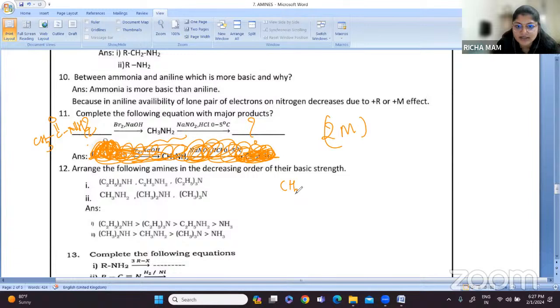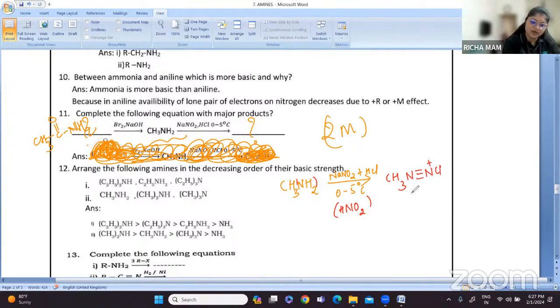Now, from your CH3NH2, the amines are treated with NaNO2 plus HCl at 0 to 5 degrees Celsius. So this is a diazotization reaction. It produces nitrous acid. Then the amine group will be converted into CH3N triple bond N plus Cl minus. So this is the diazonium salt produced.